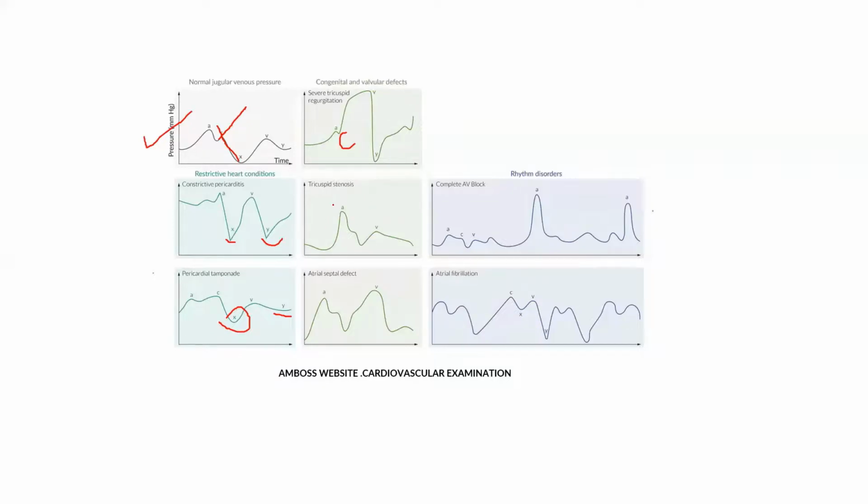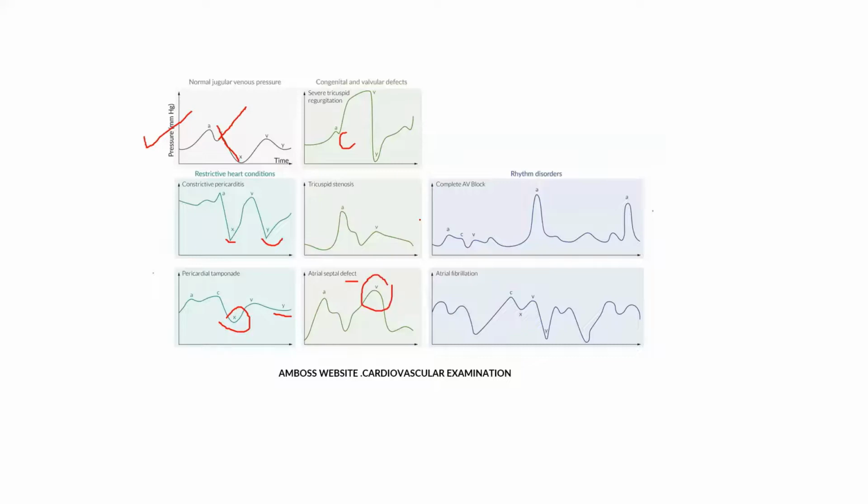Now in tricuspid stenosis here, what do we see? Large A wave. Exactly. So tricuspid stenosis leads to a large A wave. ASD here. What does it lead to? Equal C and A wave. Okay, and? Even the V wave more than... exactly. The V wave is big. It's not as big as in TR, but it's also big.